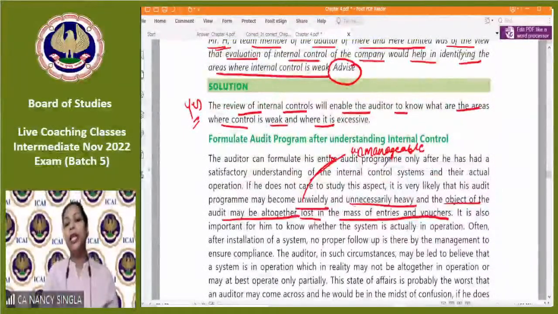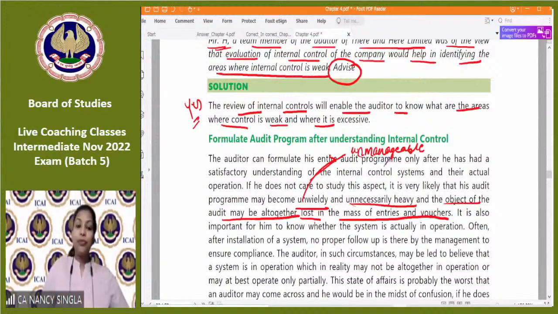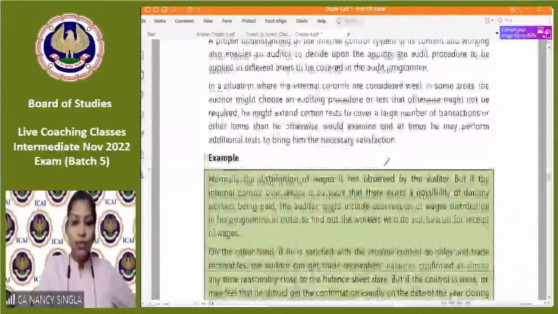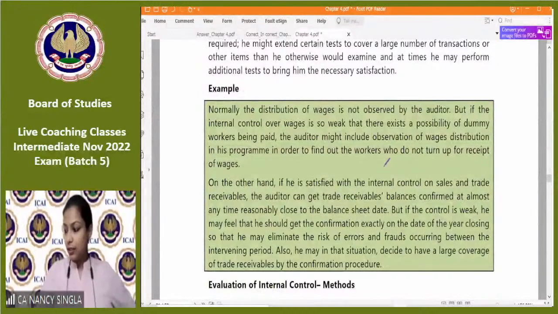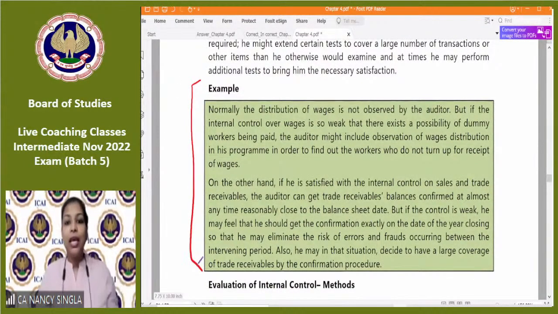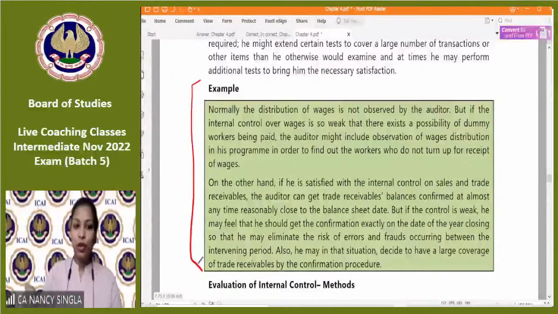Formulating an audit program after understanding an internal control. I want you to go through this example right now. Basically, what is it saying? What will be the impact if internal control is not good? What will happen? Just go through the example, the normal paragraph, and on the other hand.